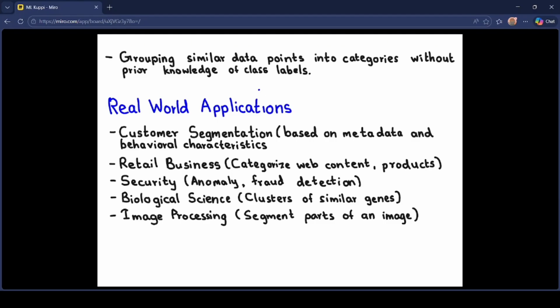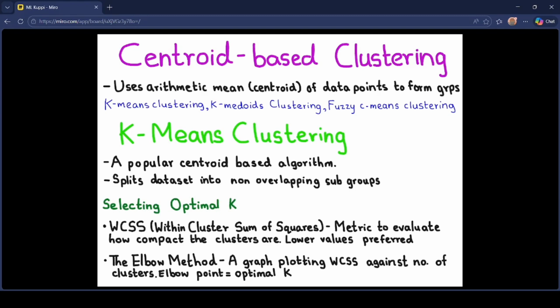So in clustering, we have multiple clustering techniques. The first one would be centroid based clustering. In centroid based clustering, we're using the arithmetic mean, which is the center of a data set, to form groups. So K-means clustering, K-medoid clustering, fuzzy C-means clustering. Likewise, there are many centroid based clustering techniques, and we will be talking about K-means clustering.